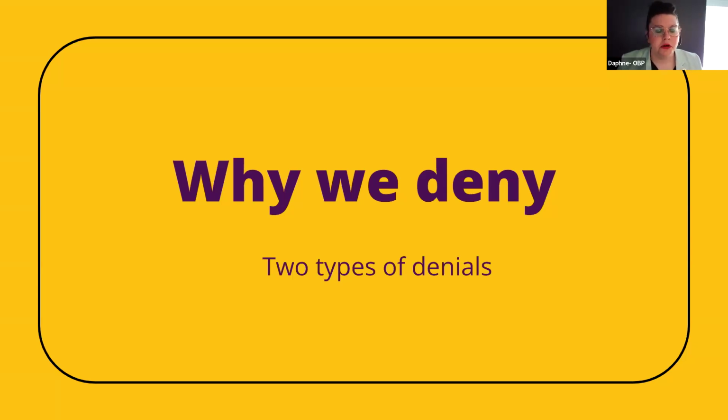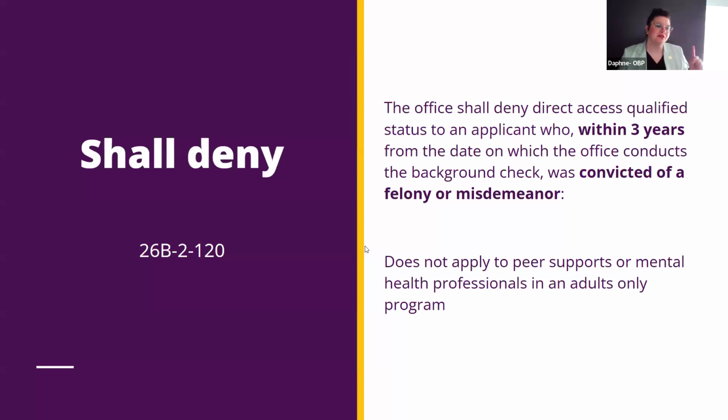Okay, now I'm going to jump into why we deny. When we make a determination, we're going to have two types of denials. The first is what we refer to as a shall deny. This is set statutorily for reasons we have to deny. So we will make a not eligible status for an applicant if they have been convicted of a felony or misdemeanor within the last 3 years.